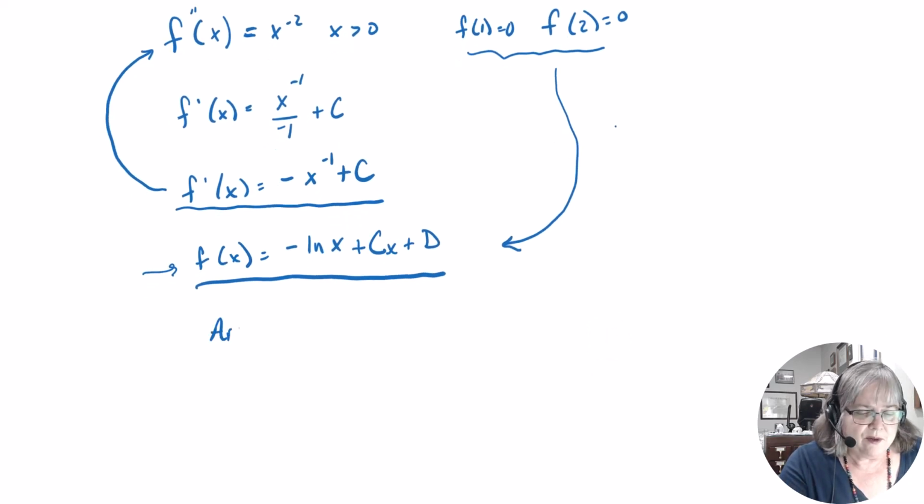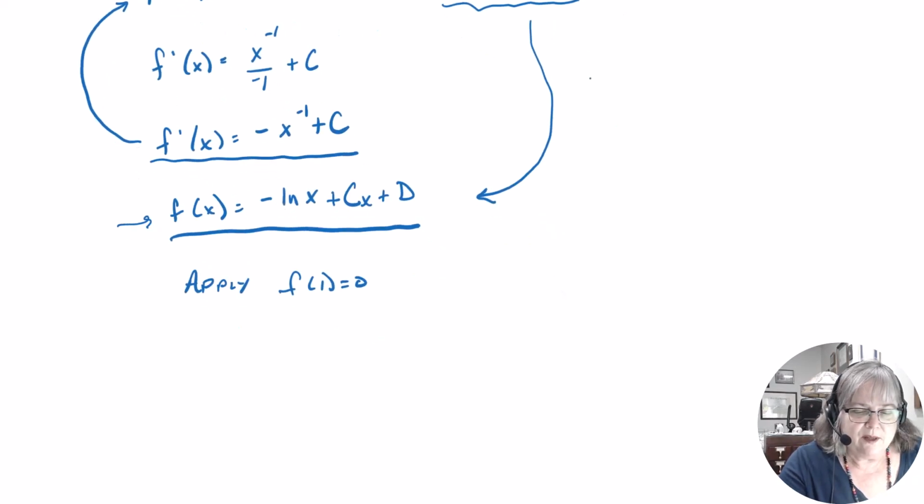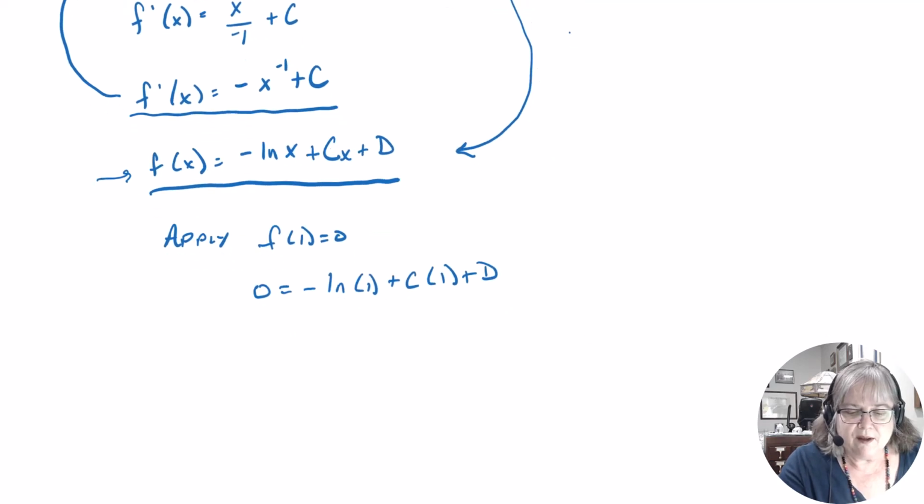So if I'm going to apply the fact that they told me f of 1 is equal to 0, then x is 1, y is 0, so 0 equals the negative natural log of 1 plus c times 1 plus d. So we'd have the natural log of 1 equals c plus d.